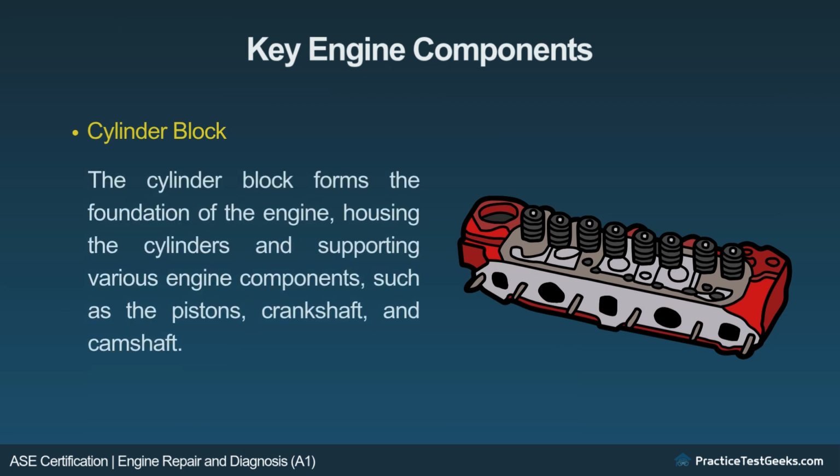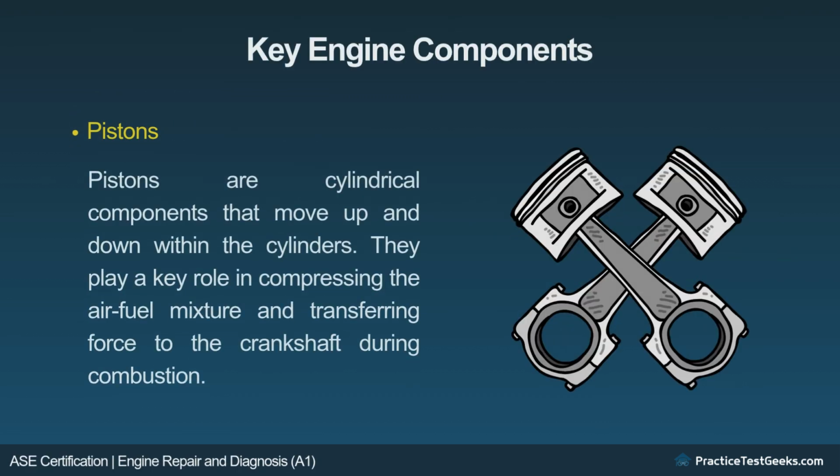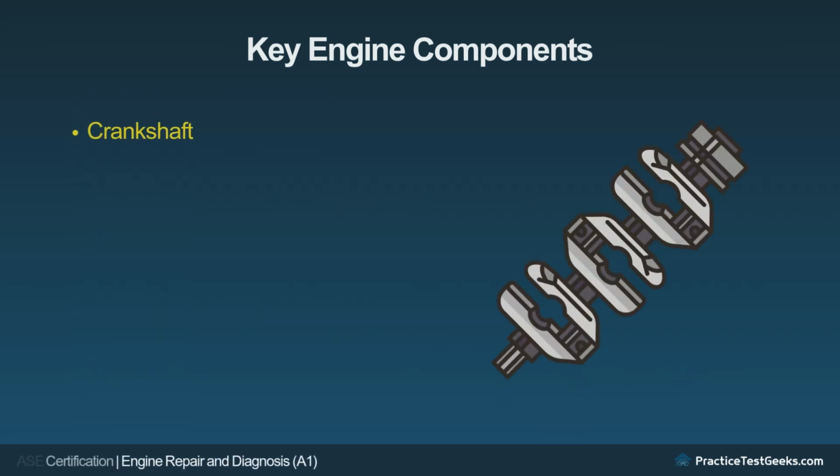The cylinder block forms the foundation of the engine, housing the cylinders and supporting various engine components, such as the pistons, crankshaft, and camshaft. Pistons. Pistons are cylindrical components that move up and down within the cylinders. They play a key role in compressing the air-fuel mixture and transferring force to the crankshaft during combustion.